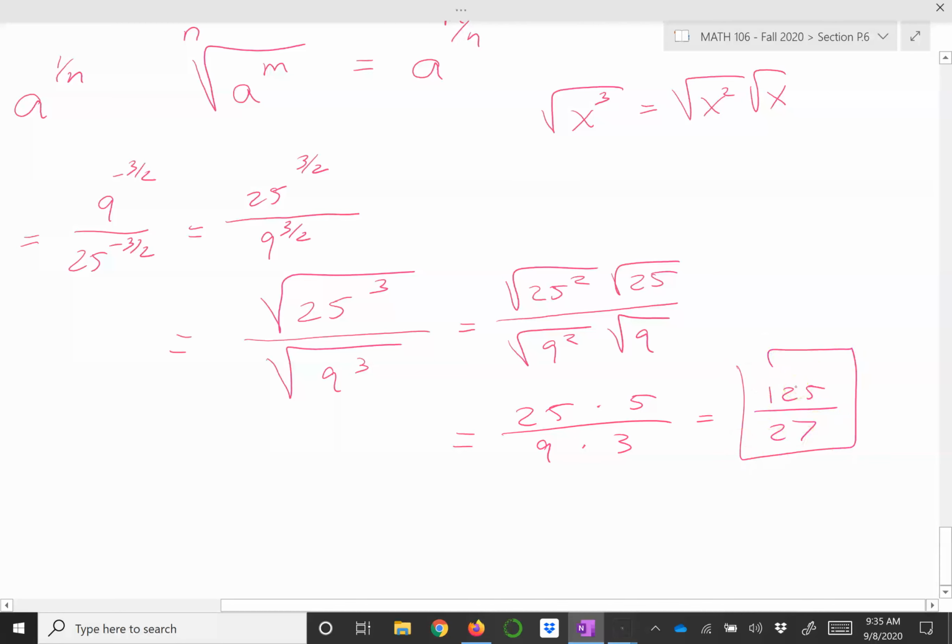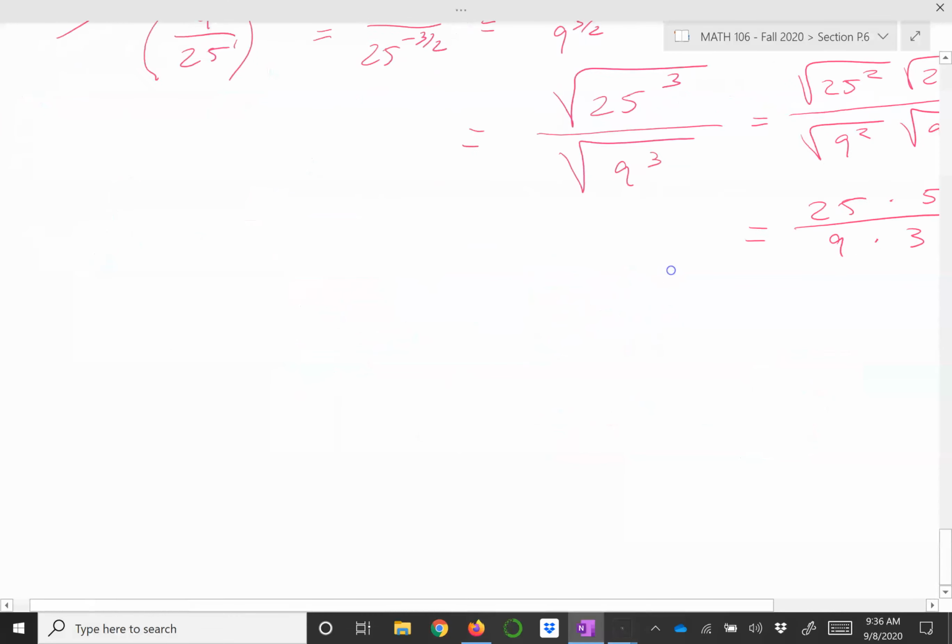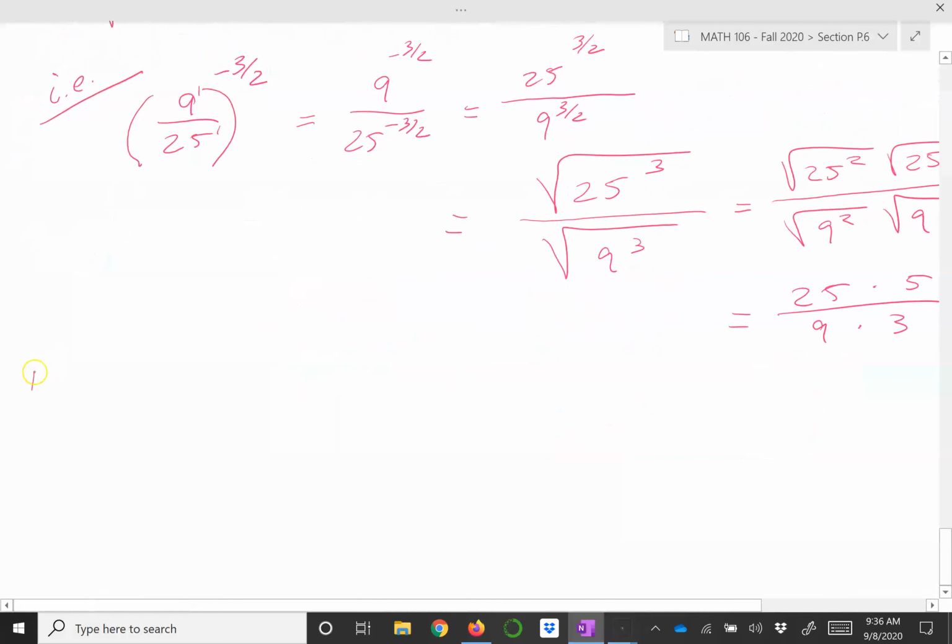Right? So we're using a lot of these rules that we learned in this section. All right, let me see which other one would be interesting. How about, oh, I like this one. Let's do this one. I'm going to do 2 of these. So I have 16x cubed raised to the 1/2 power.